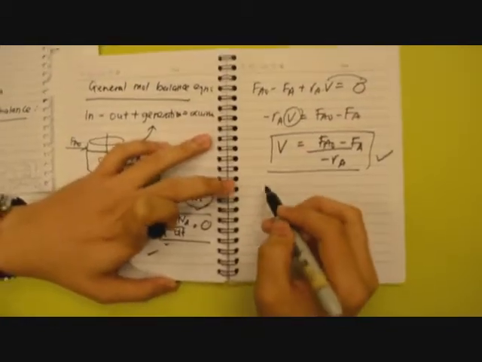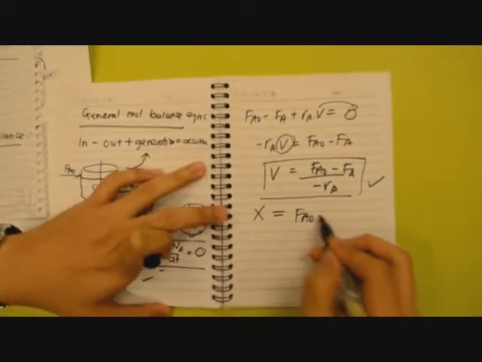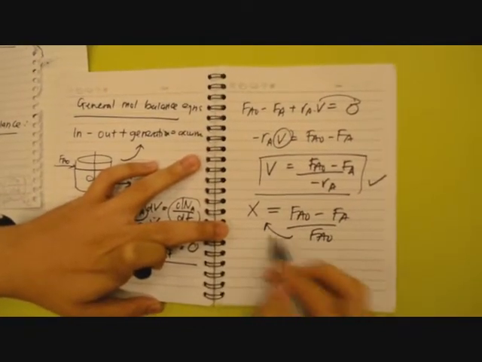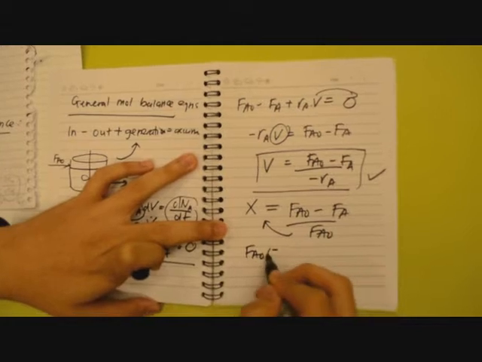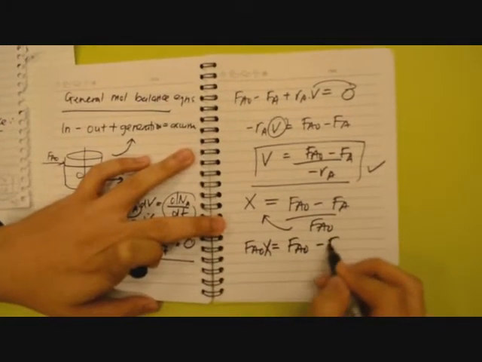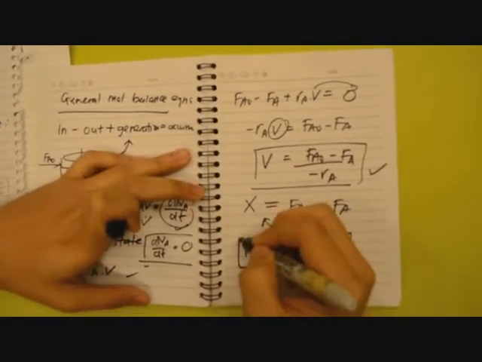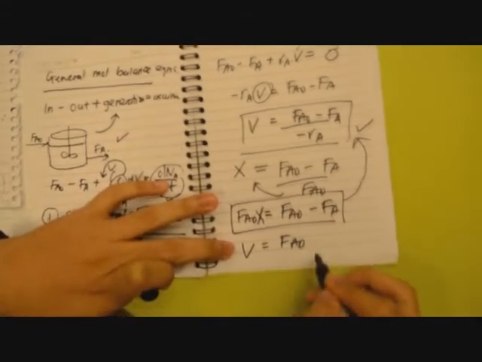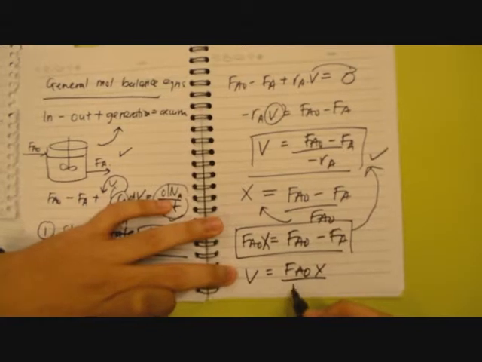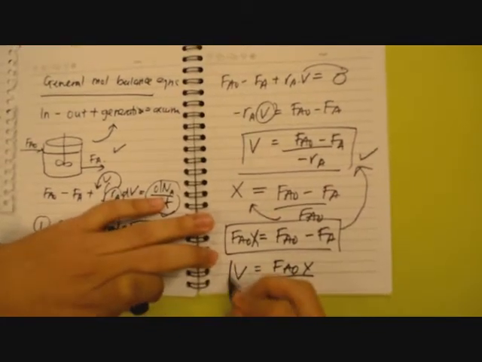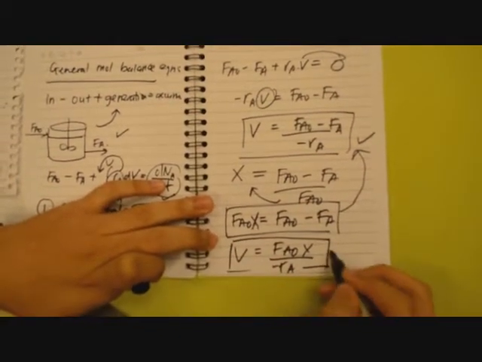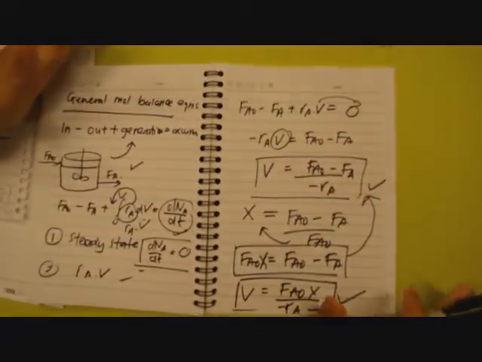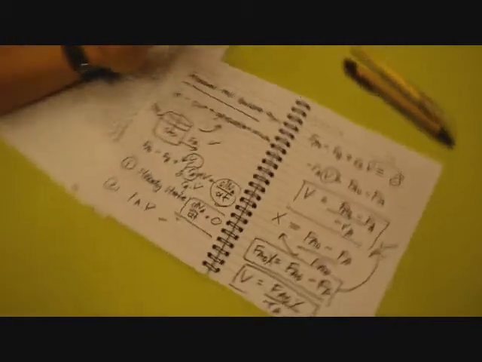Now let's take a look at the conversion. If you remember, conversion X is equal to (FA0 minus FA) over FA0. Rearranging the equation, it becomes FA0 X equals FA0 minus FA. You replace this term into the volume equation just now, and it becomes V equals FA0 X over negative RA. This is the most commonly used equation to calculate the volume of a CSTR. That is all the theory that you should know about CSTRs.